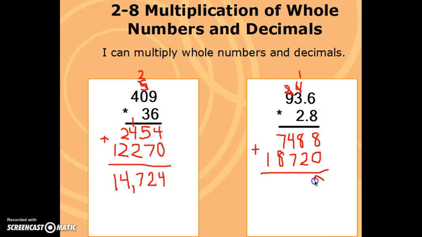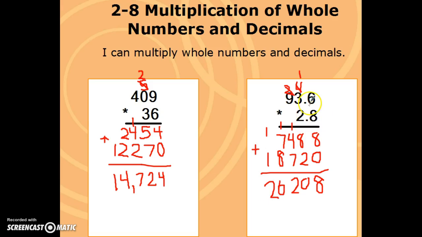8 plus 0 is 8. 8 plus 2 is 10. Carry the 1. 1 plus 4 is 5, plus 7 is 12. Carry the 1. 1 plus 7 is 8, plus 8 is 16. Carry my 1. And 1 plus 1 is 2.